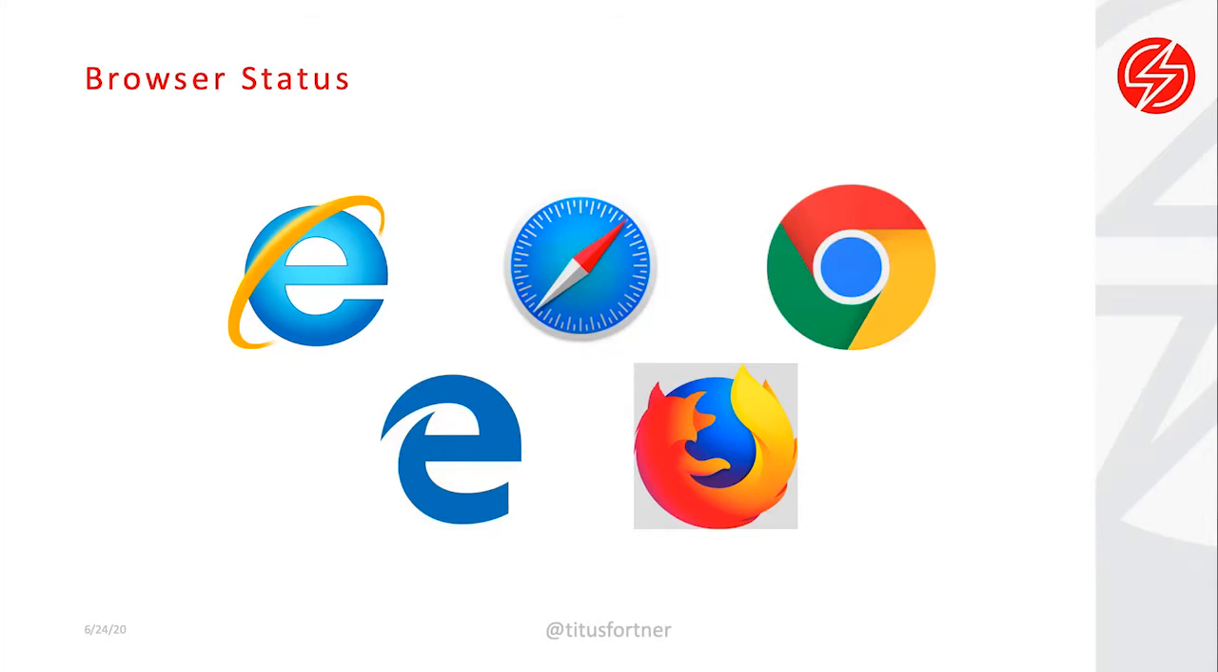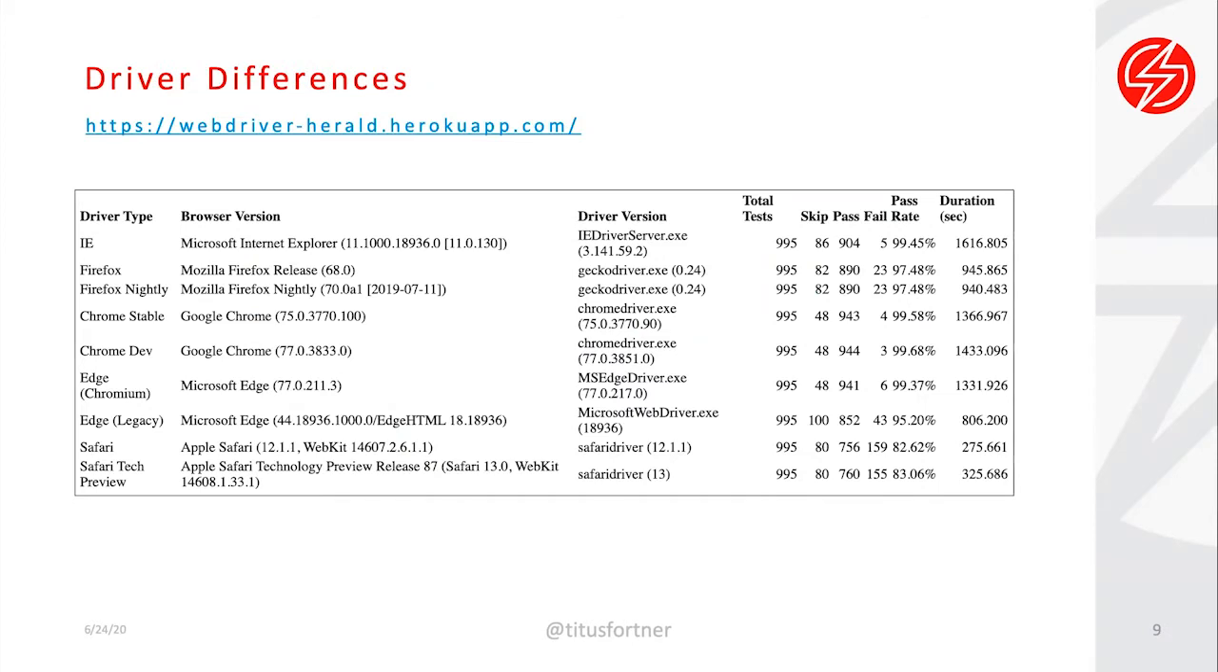So this is the WebDriver Herald website that Jim Evans put together. It hasn't been updated in quite a while, but the concept here is kind of the same. We want to take a look at this pass rate column, and you can see that Internet Explorer and the Chrome underlying Chromium have really high adoption rate for the W3C support. Firefox is also up there.